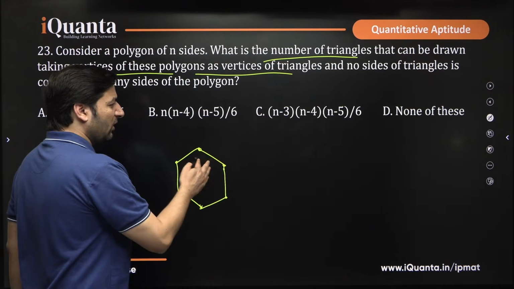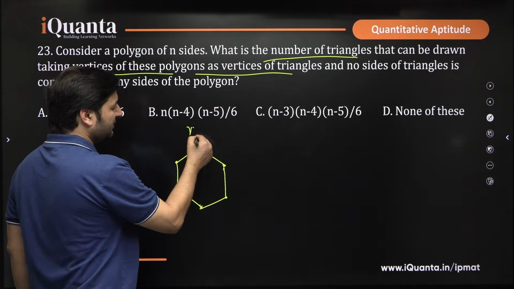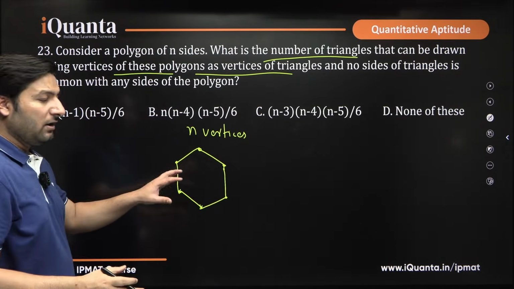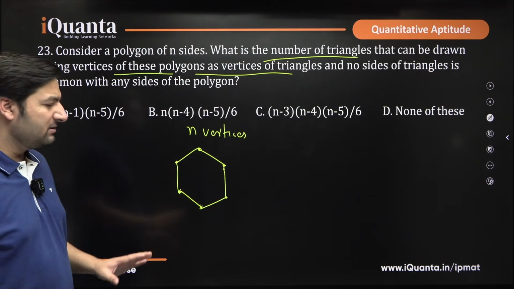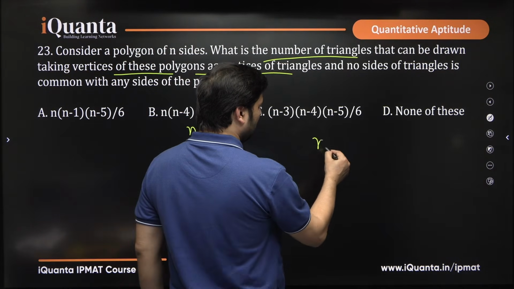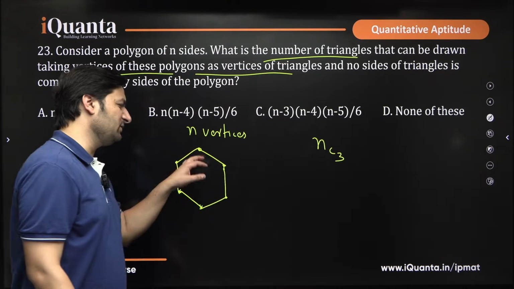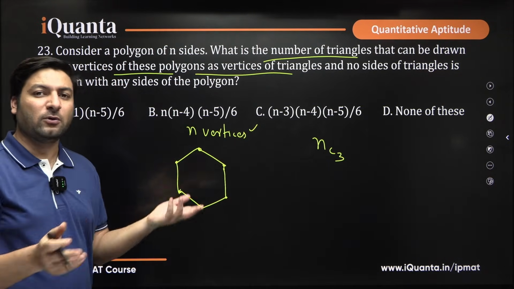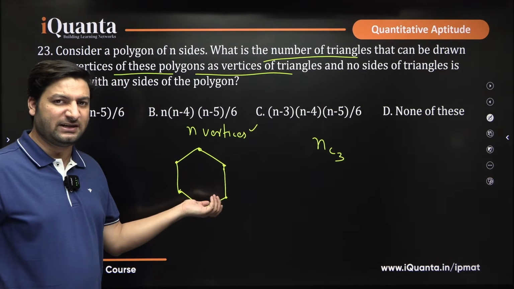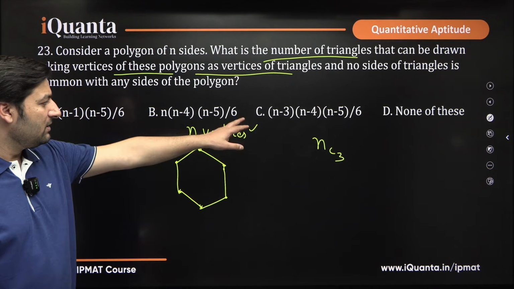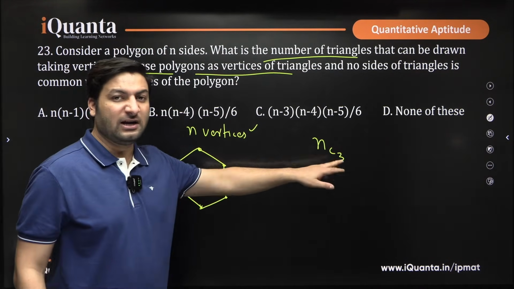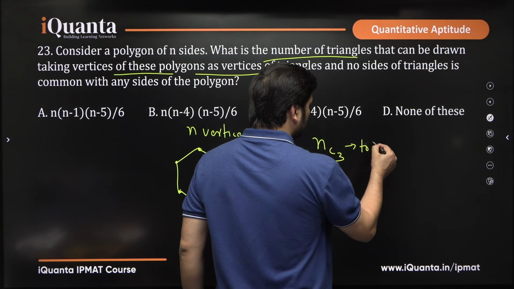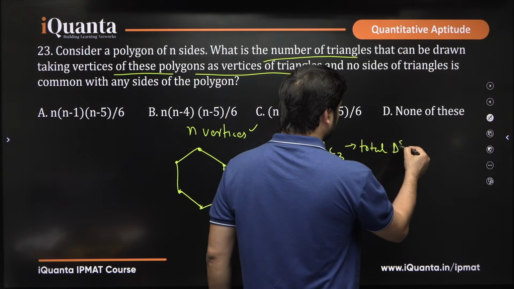Now see, this polygon has n vertices in total. To form a triangle I need any 3 vertices. So the total number of triangles possible is if I choose any 3 vertices out of these n vertices that are in my polygon. For example, I have just taken a 6 sided polygon, a 6 vertex polygon. So out of total n vertices, if I choose any 3, I will be able to form a triangle. Finally, this will be the total triangles possible.